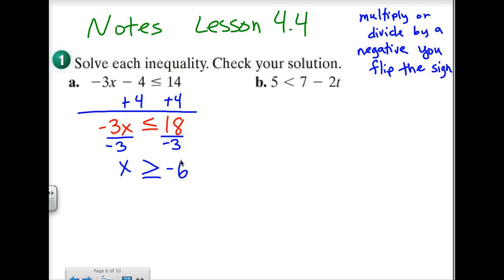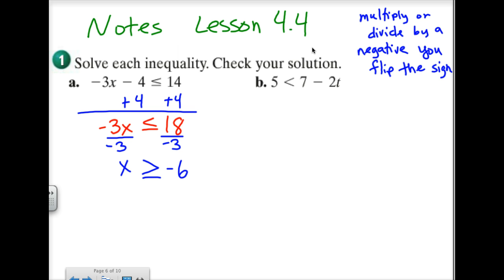To check your solution, you plug negative 6 in. A negative 3 times negative 6 gives us 18. And 18 minus 4 is 14. And 14 is less than or equal to 14. I can also check anything smaller than negative 6. For example, negative 7, negative 8.